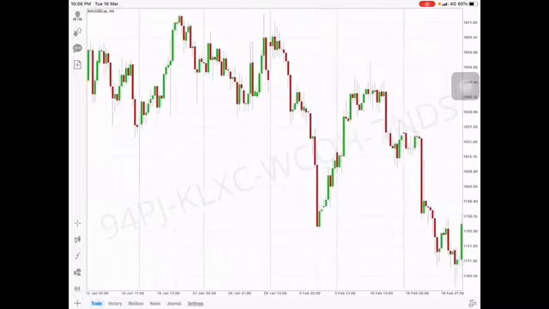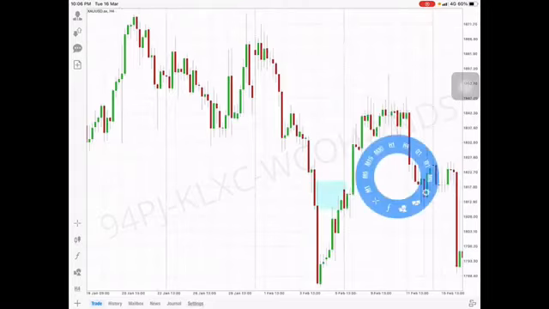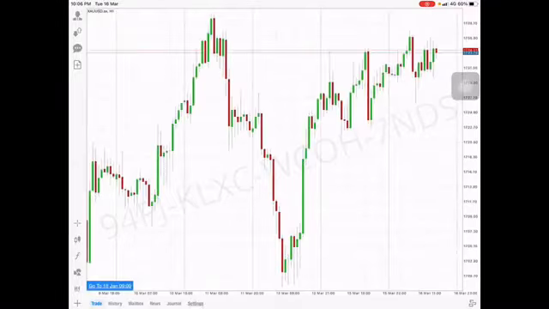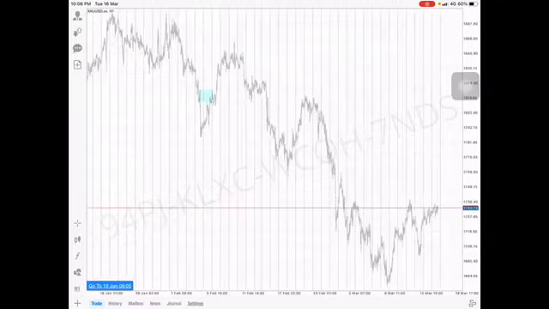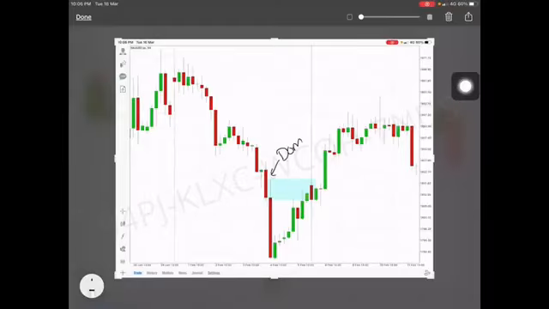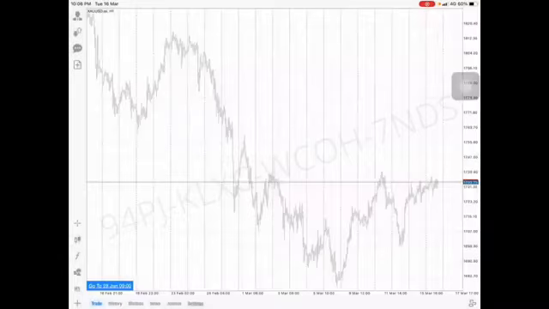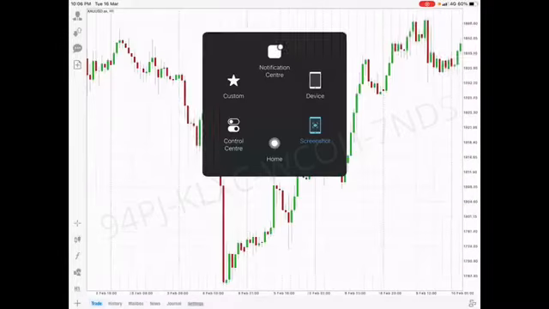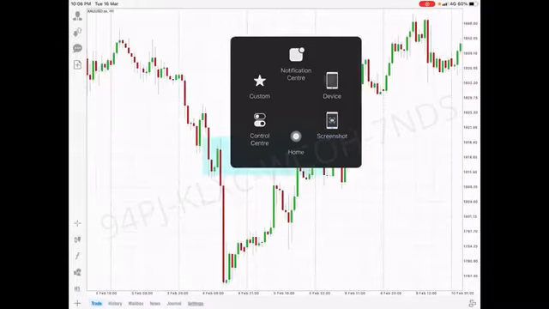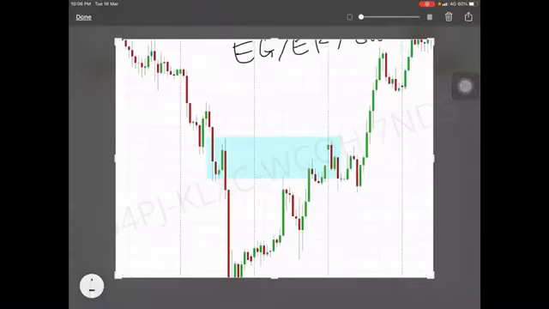Let's see on this one right here. So this is your DOM. This is your DOM area. Now we are on H4. So where do we go? H1. So we're going to go to H1. Wait, where's the marking? Now, do you see any engulfing or any EF or any sideways in the zone? No.